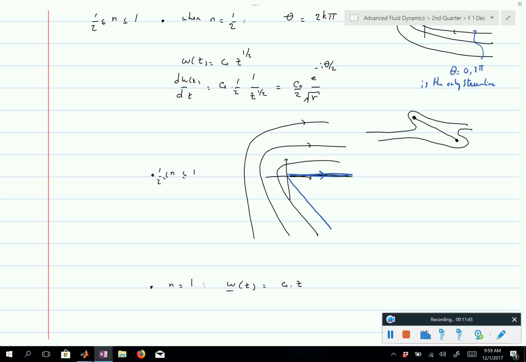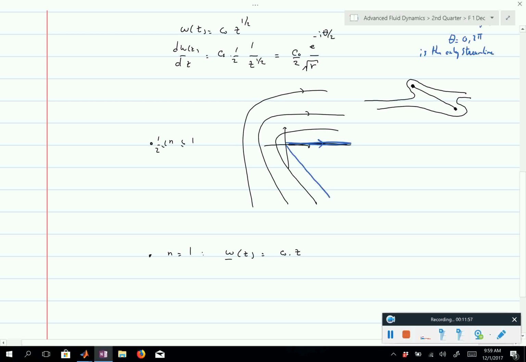This is the uniform flow. Yeah, we've seen that before. If you take the derivative, you just get C0, and C0 here is actually your uniform flow. So in this case, Z equals 0 is a streamline, but also theta equals 0 and theta equals pi are streamlines.